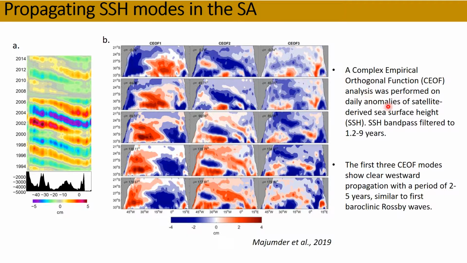We analyze that from daily anomalies of sea surface height, then we use a band pass for the interannual time scales. We see that especially the first mode is pretty clear, a propagation from east to west, and it takes 2 to 5 years to propagate all the way, a time scale similar to the Rossby waves in the ocean. So I'll focus first on this first mode, which is the stronger.